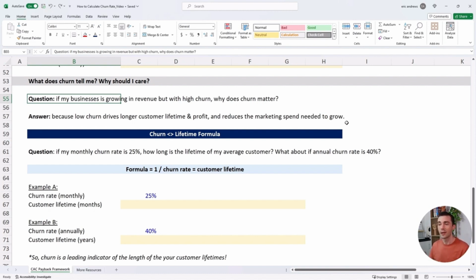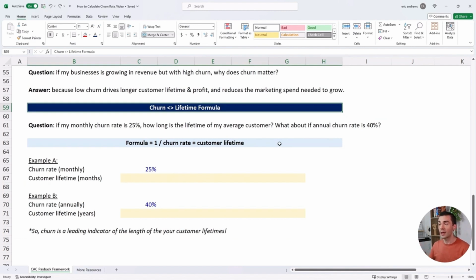really matter? And so the answer is yes, because low churn rates drive longer customer lifetimes, higher customer lifetime profit, aka customer lifetime value, and that will then reduce the marketing spend you need to grow your business. So let me show you a formula that can help you take your churn rate and quantify its impact. So this is the churn lifetime formula. It's a formula that every person inside of a subscription business should have memorized.